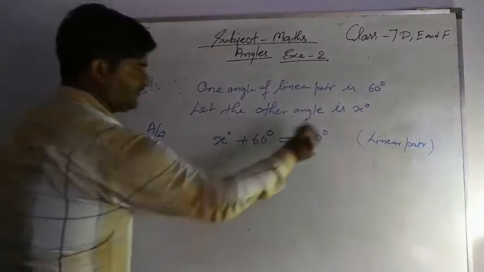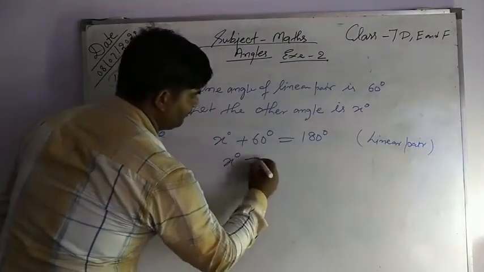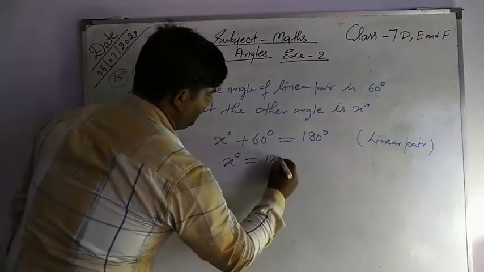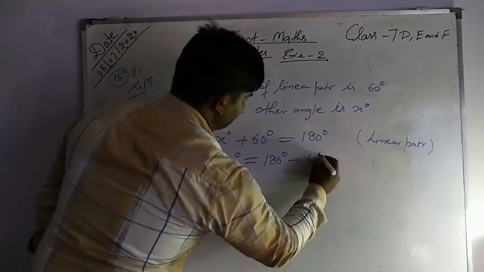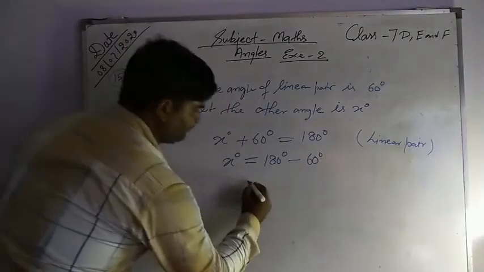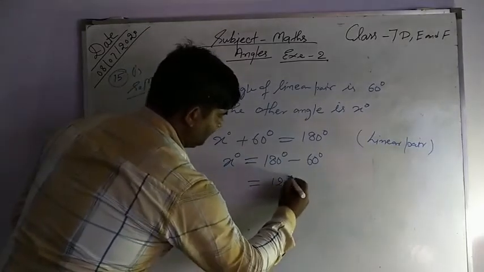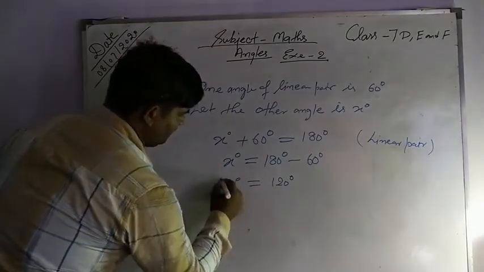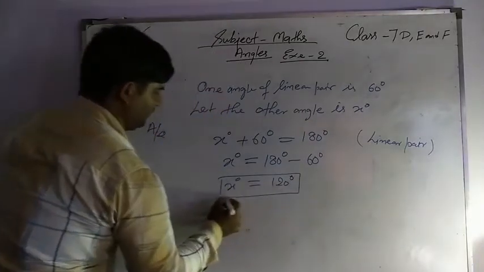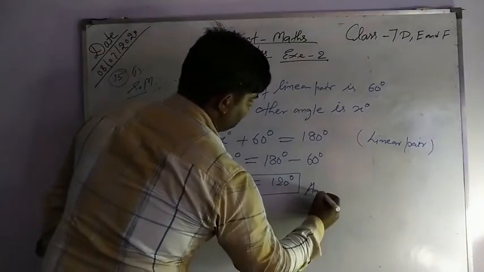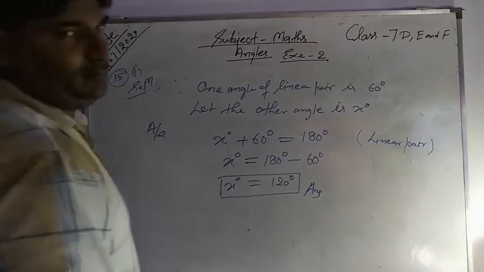Now we transfer this angle to that side. So 180 degree minus 60 degree, subtract this one, so it gives 120 degree, and this is the other angle and it is our answer of the question. Okay.